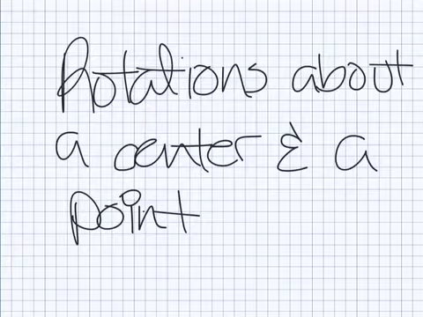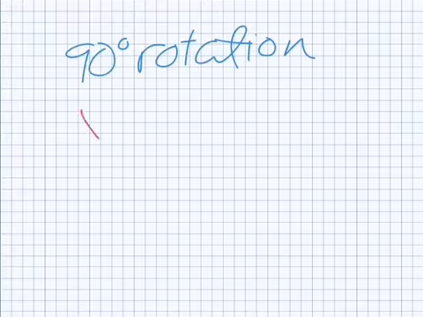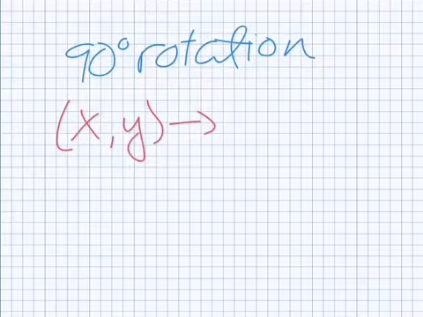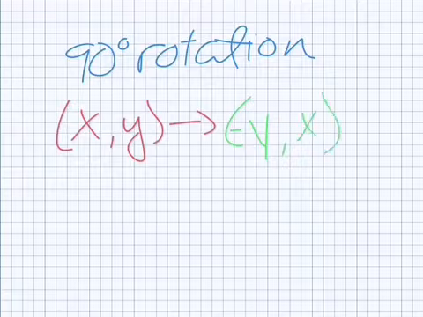Today we will be learning about rotations about a center and about a point. Rotations are a rigid motion, keep that in mind. The first rotation we will be doing is a 90-degree rotation. A 90-degree rotation switches the original x and y coordinate to negative y and positive x in that order.